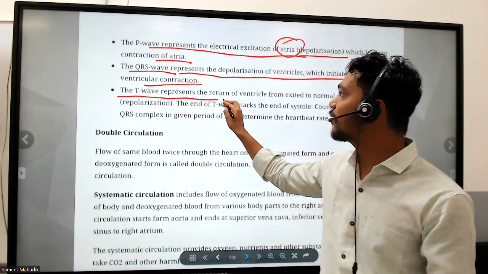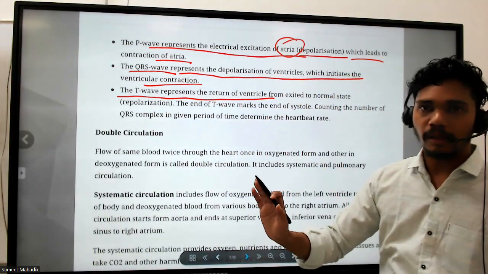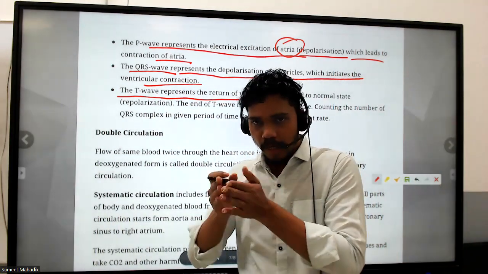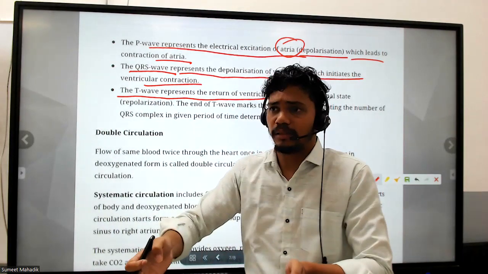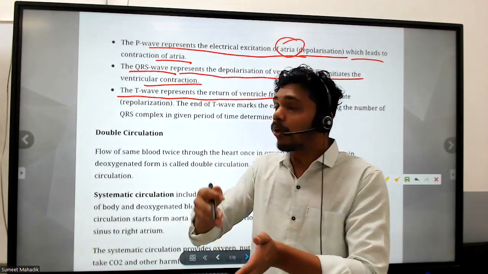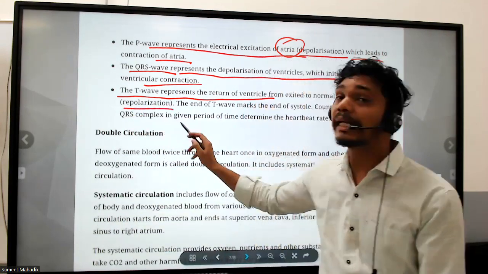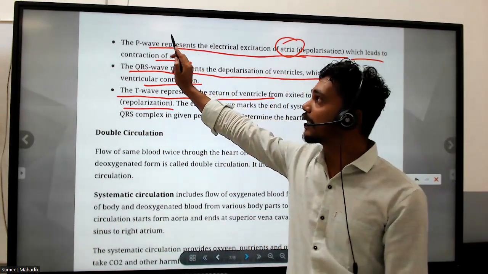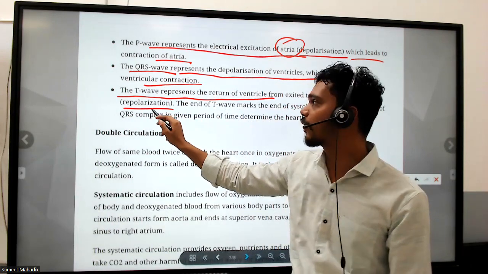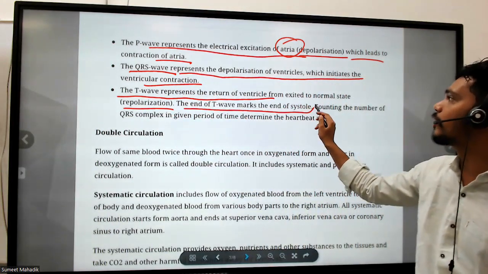Then T wave represents the return of ventricle. Once the contraction is done, obviously they take a little time to relax, to take the original position, right? So that is called repolarization. So initially depolarization and then repolarization. The end of the T wave marks the end of systole.